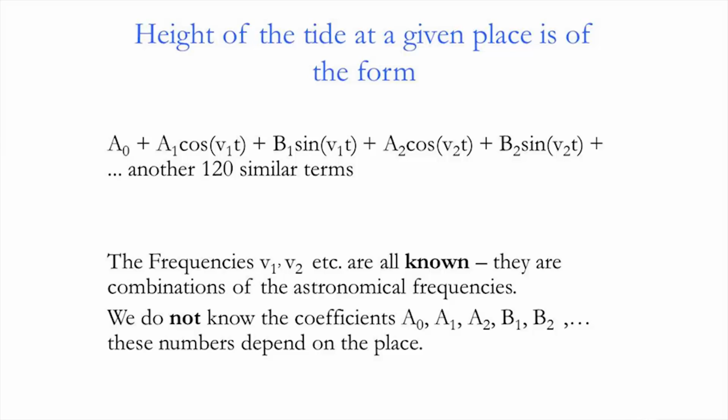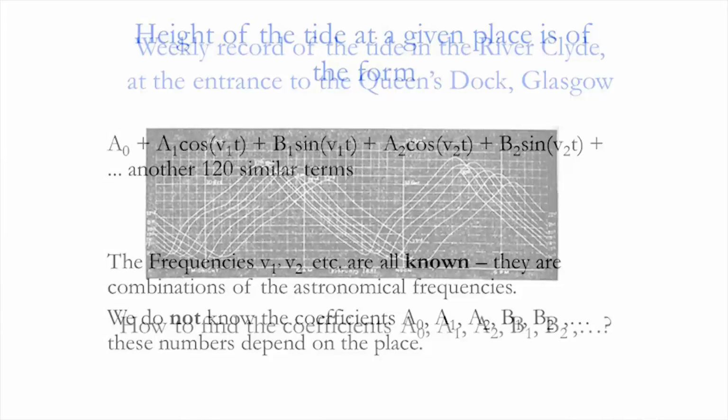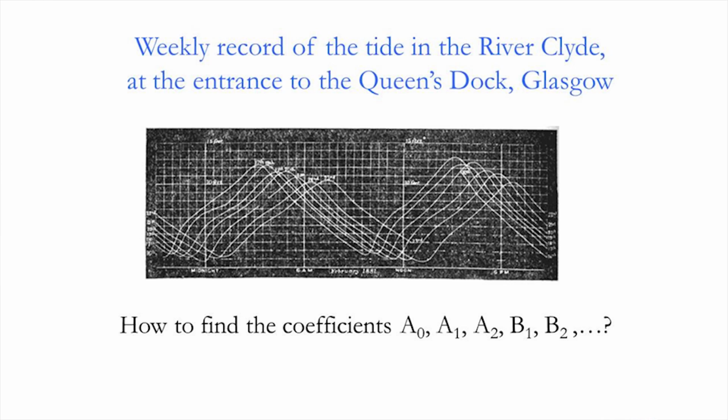from a historical record. So let me give you, I think this is a historical record coming up now. This is the weekly record of the tide in the River Clyde at the entrance to the Queen's Dock, Glasgow, and it's a weekly record, so there is one of these curves for each of the 7 days. And the observations were obtained by another machine called the tidal gauge that Thomson created.